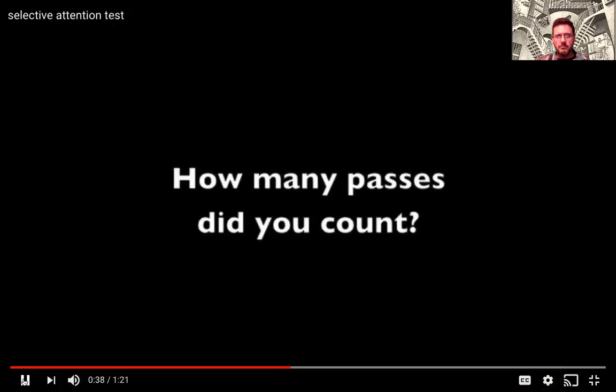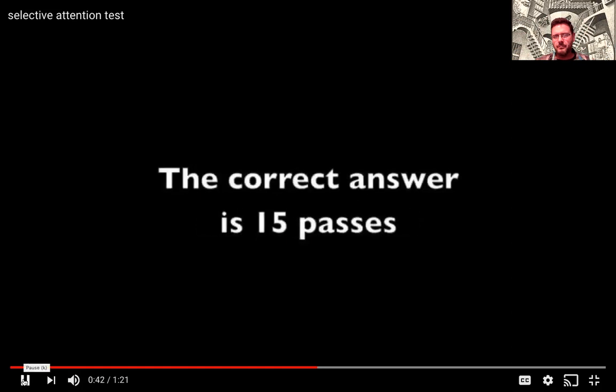How many passes did you count? Give you a second to answer. Were you able to just pay attention to the people in the white shirts? Because if so, you were using selective attention, ignoring all the other stimuli, the people in the dark shirts, just kind of like filtering that information to the back of your brain and focusing solely on the white shirted people. Check out your answer here. The correct answer is 15 passes. Did you get it right?